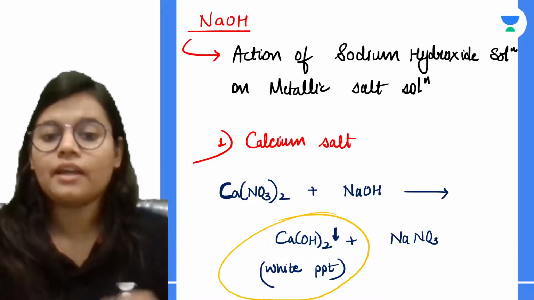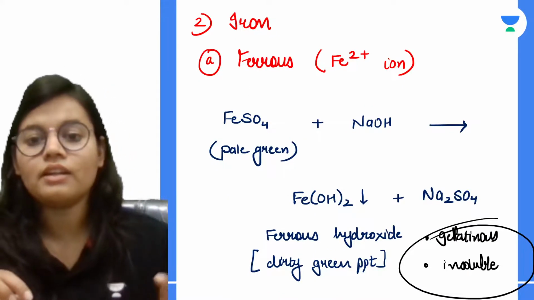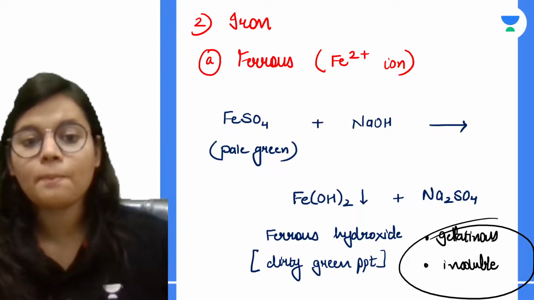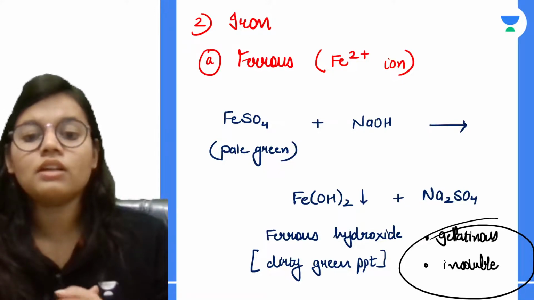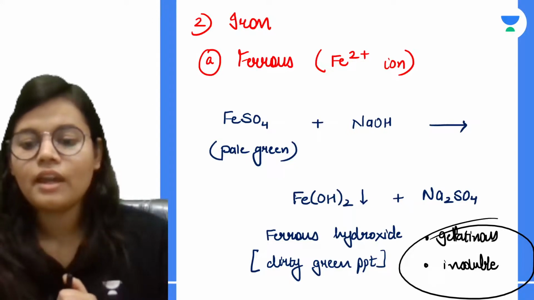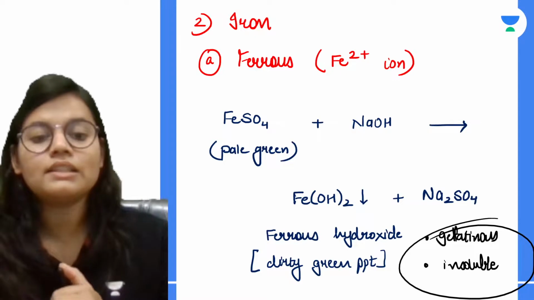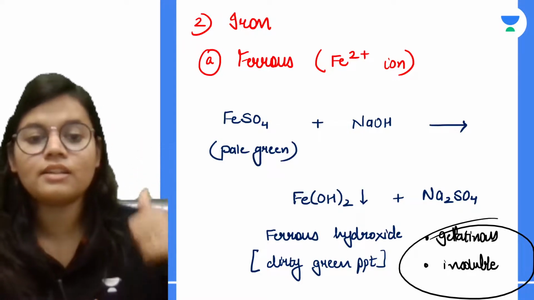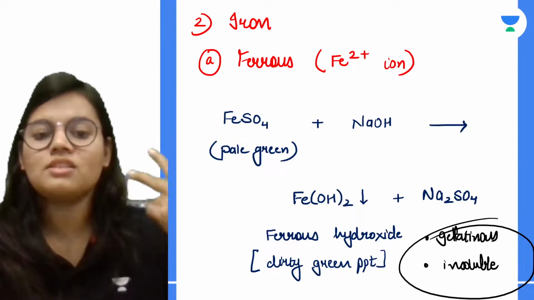Next, in the case of iron, we are having two valencies, right? It is ferrous and ferric. So ferrous, which is Fe2+, when it reacts, what do we get? We get a dirty green color precipitate. It is having a bit of gelatinous texture, and it is insoluble in water. So ferrous, it is dirty green, it is insoluble, and its texture is jelly like.